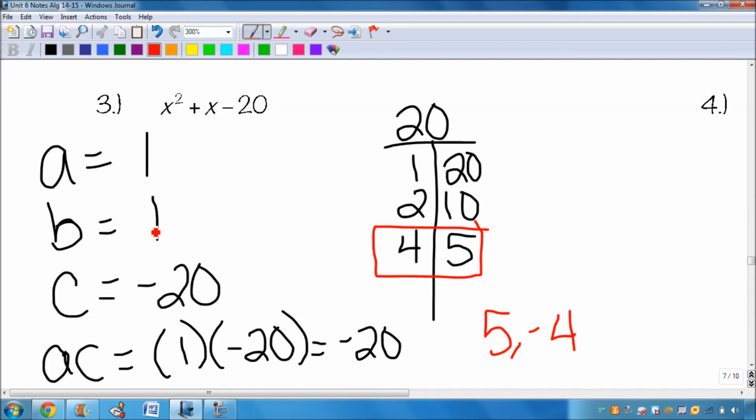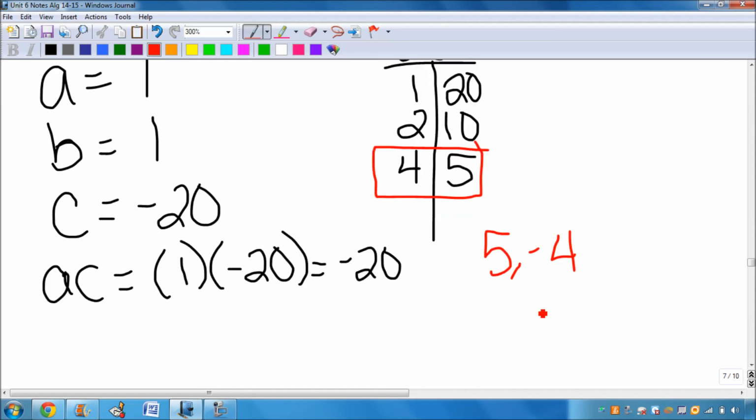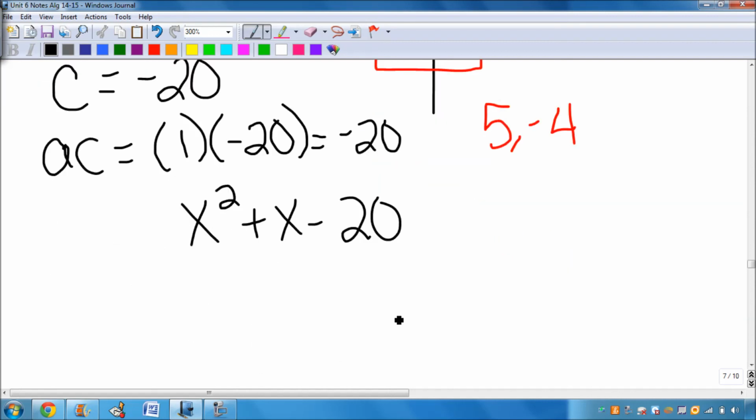All right, you should have gotten that a is 1 because the invisible coefficient in front of x squared is 1, b is 1, and c is negative 20. So then when you multiply a times c, you get 1 times negative 20, which is negative 20. Then your factor chart will look like this, and the only factors that you're going to want to use are 4 and 5. If you have a positive 5 and a negative 4, that will add up to a positive 1. So then we're going to take x squared plus x minus 20 and split this up into 5x and negative 4x. All right, and then we're going to copy the rest of the problem down.